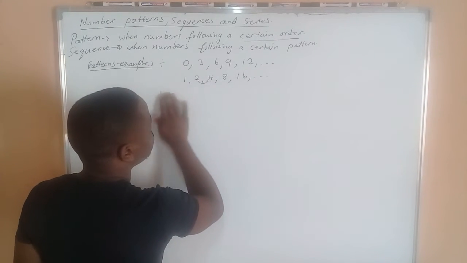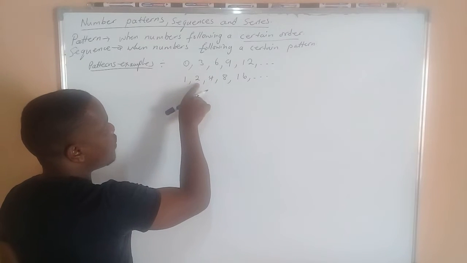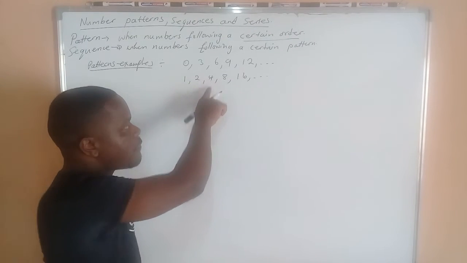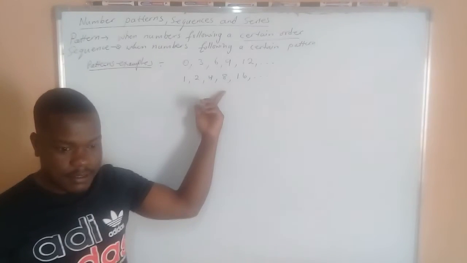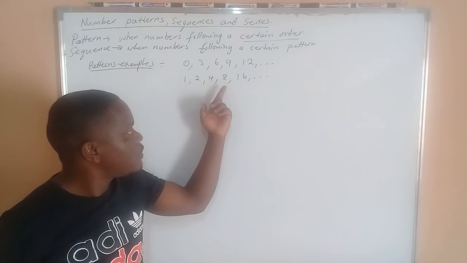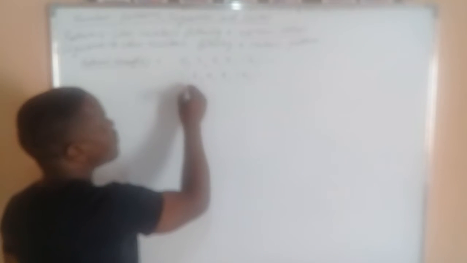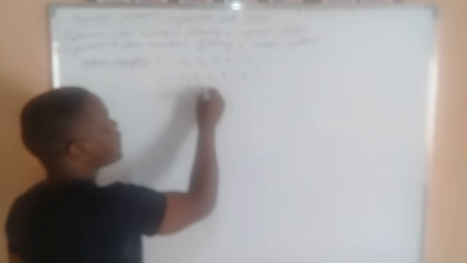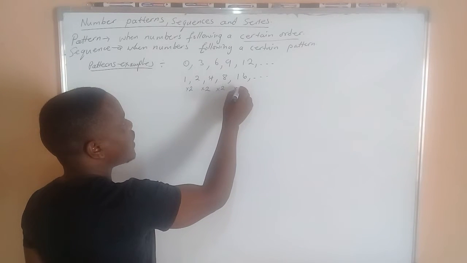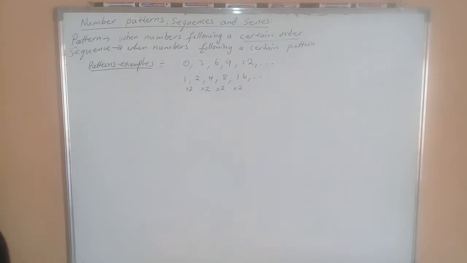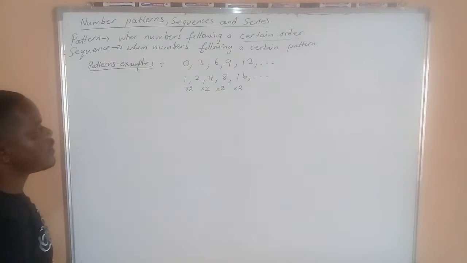As you can see, if I say 1 times 2, I'll get 2. If I say 2 times 2, I'll get 4. If I say 4 times 2, I'll get 8, isn't it? Then 8 times 2, I'll get 16. So they are also following an order of multiplying the previous term by 2. So these numbers are following a certain order of just multiplying the previous term by 2 to get the next term.